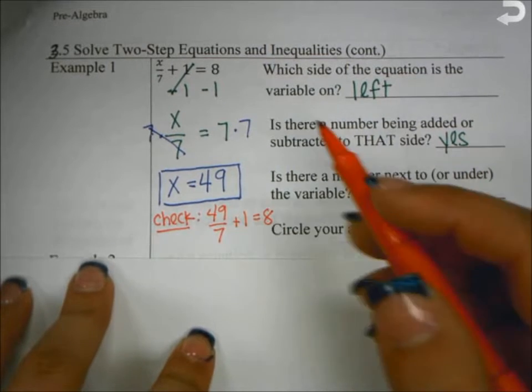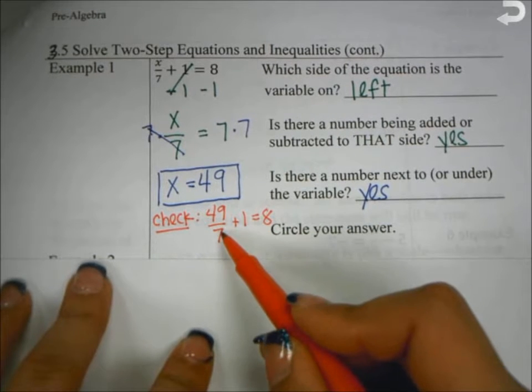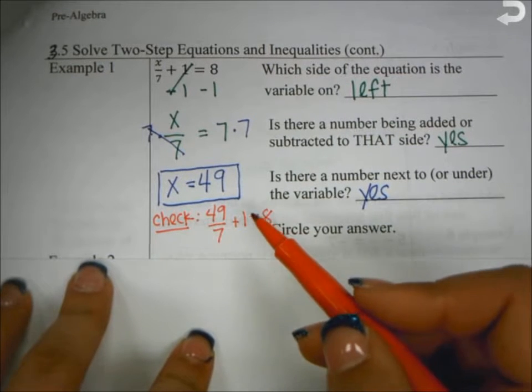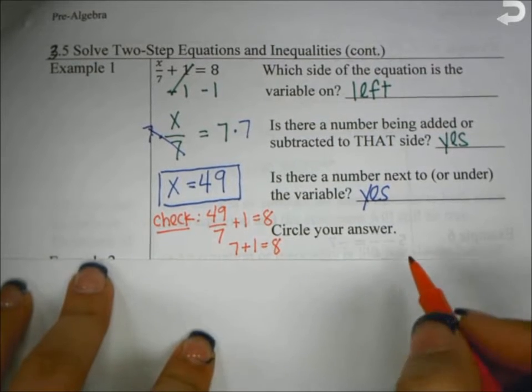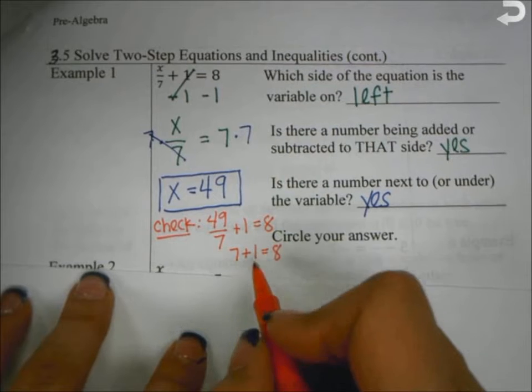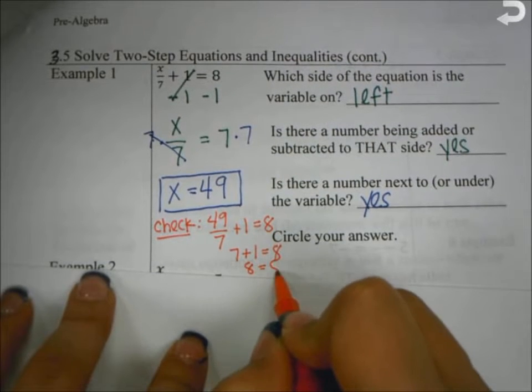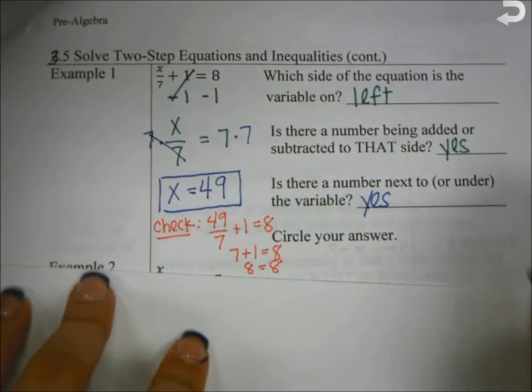Okay, so now order of operations. 49 divided by 7 gives me? 7. Good. 7 plus 1 equals 8. And 7 plus 1 equals? 8. So we get 8 equals 8. Is that a true statement? Yes, it is. So we got the correct answer.